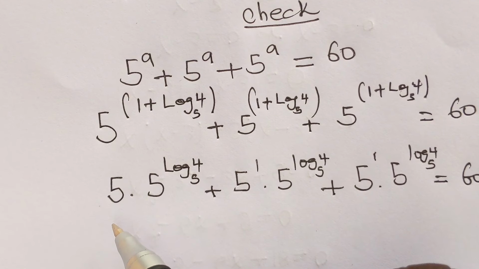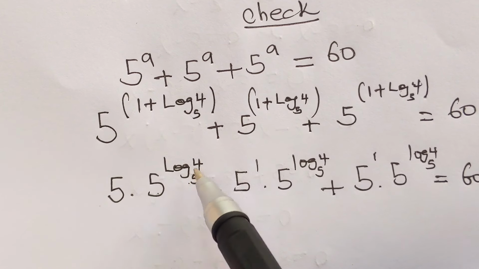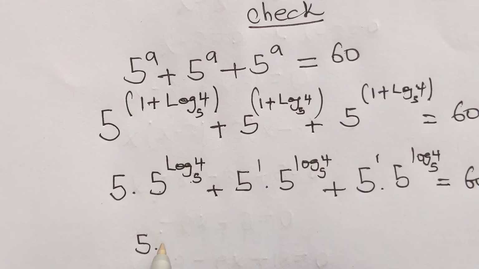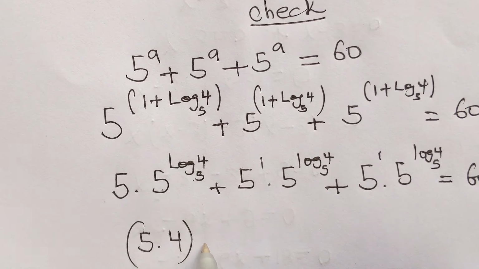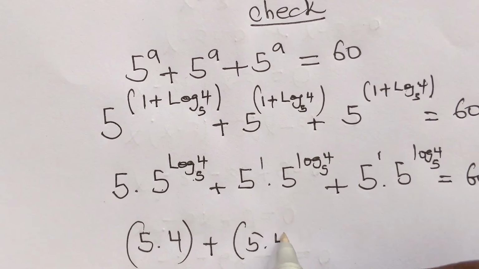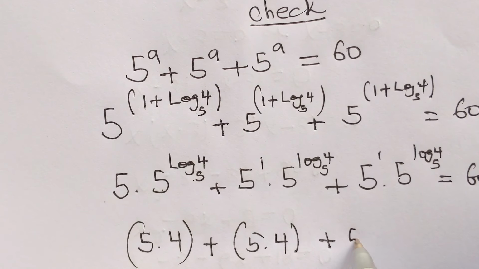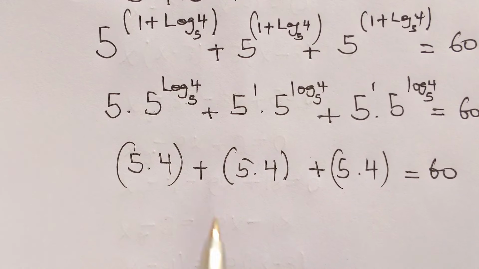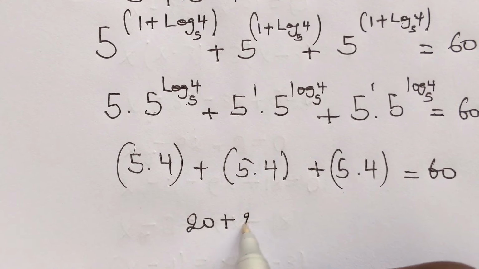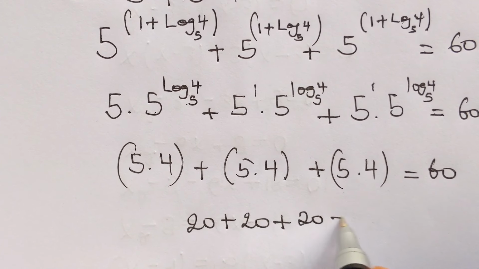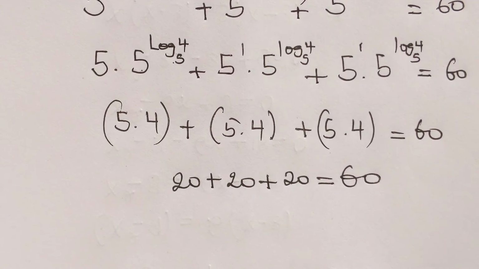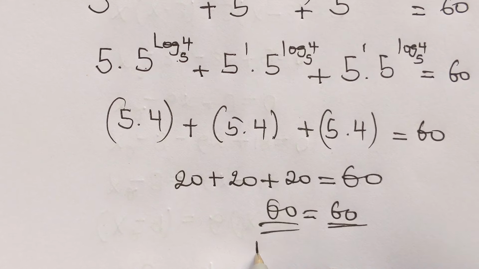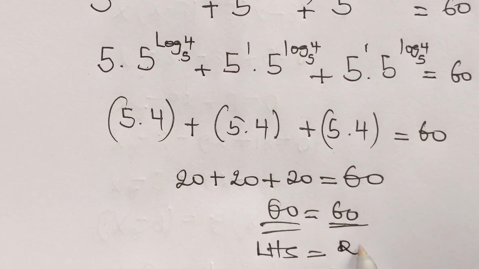Of course, because you have the same base, the 5^(log_5 4) is equal to 4. This is equal to 5 times 4 plus 5 times 4 plus 5 times 4 equals 60. This is 20 plus 20 plus 20, which is equal to 60, and 60 equals 60. Left hand side equals right hand side.